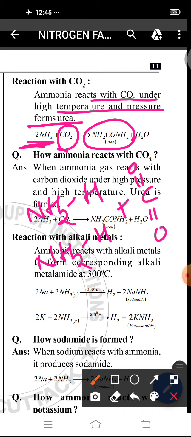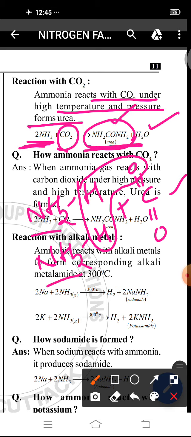CO2 can be written as this. So H, H and O are removed as H2O, and NH2CONH2 is written as NH2CONH2, that is urea, and water. When two molecules of ammonia react with carbon dioxide, then urea and water are formed.